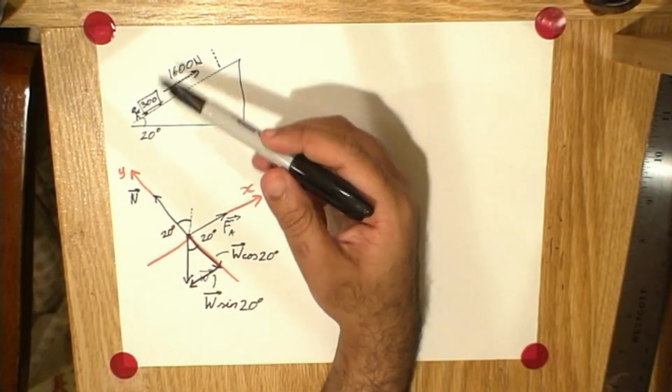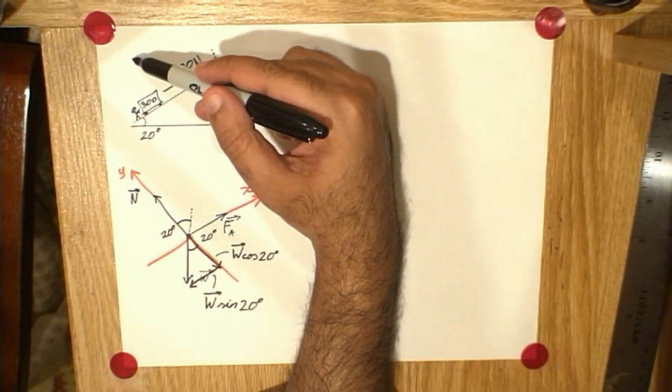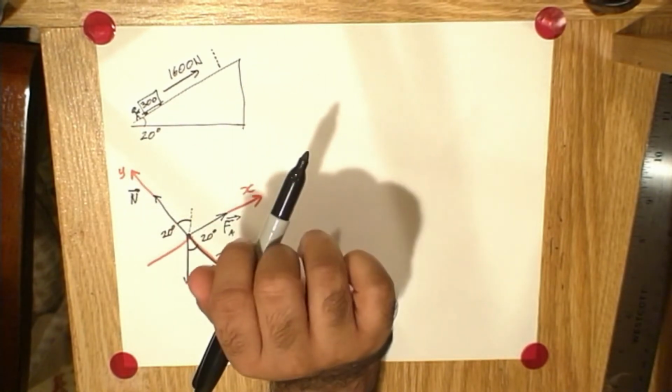Now, the block is not accelerating in the y direction. It is not collapsing into the ramp, and it's not levitating from the ramp. So there's no real reason for us to calculate the y direction. We can safely ignore it.